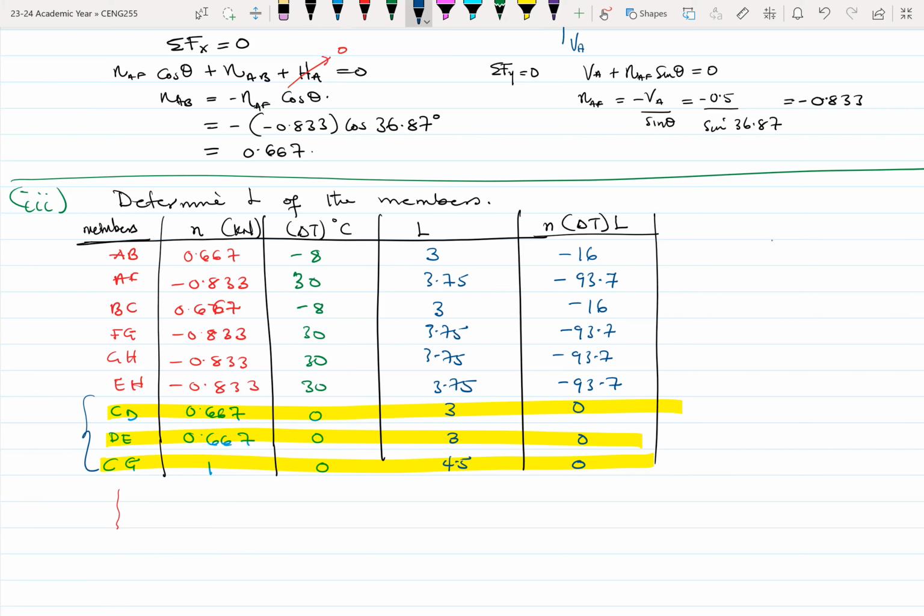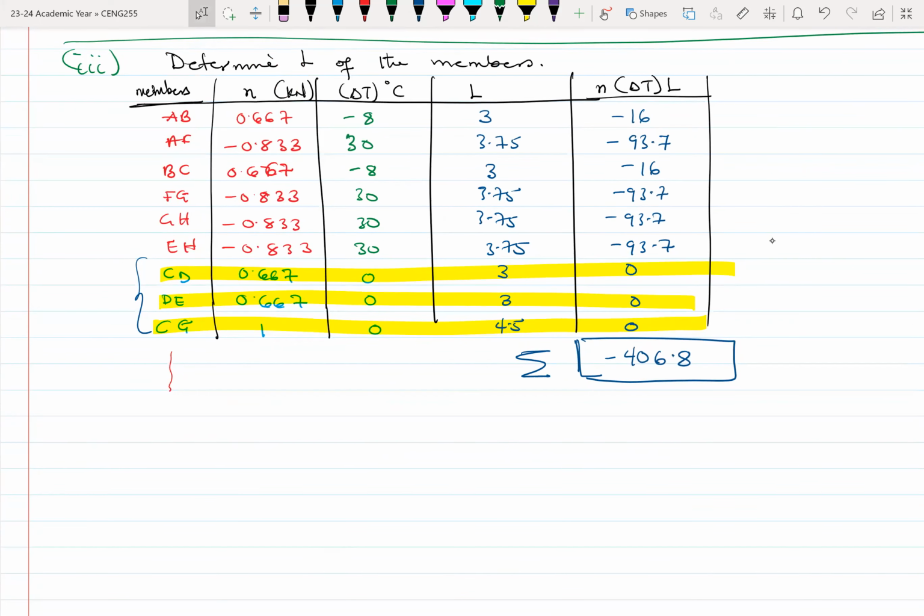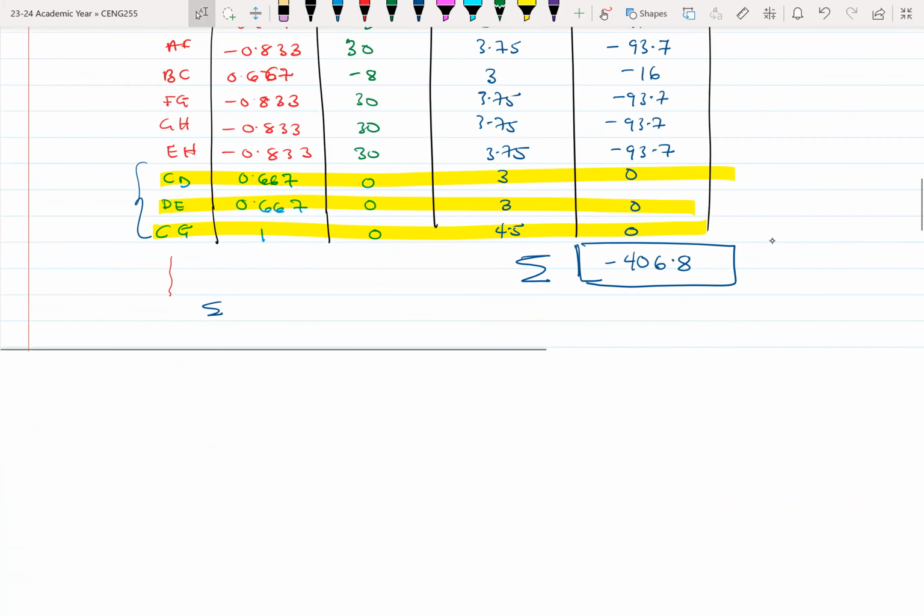And if you have a negative and a positive multiplying, definitely is going to be a negative. So please take note of your negatives and your positives. So we find a summation, right? The summation of all of that. And so if you sum everything in a fifth column, that will give you minus 406.8, right?